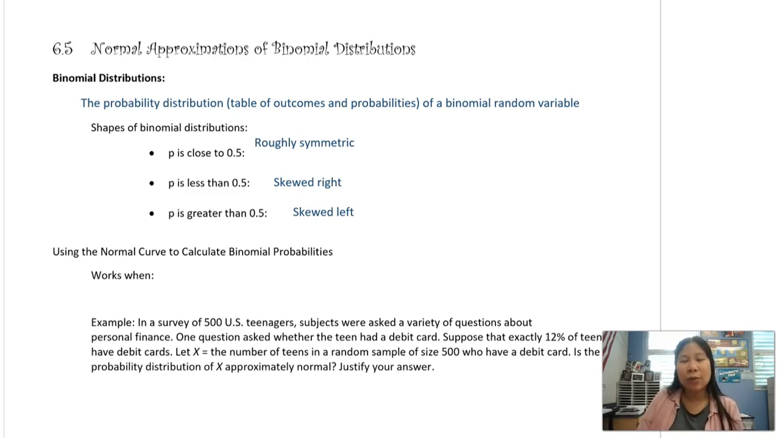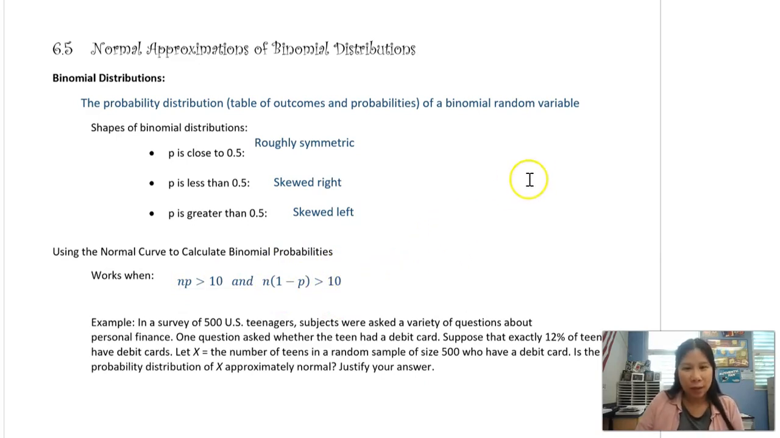It only works sometimes though, because it is an approximation. So there are rules for when we can use the normal curve. In order for the normal curve to work, n times p has to be greater than 10, and n times 1 minus p also has to be greater than 10. If only one of these is greater than 10, then it doesn't work.